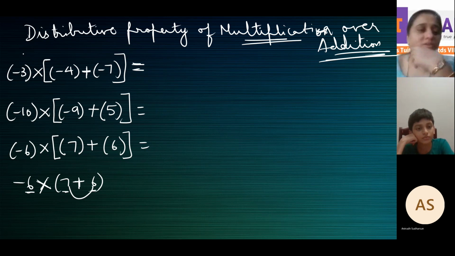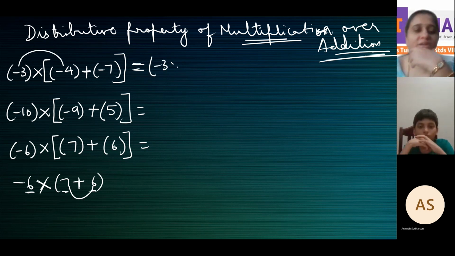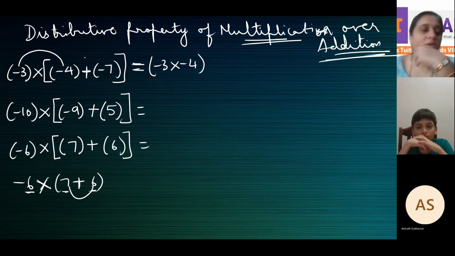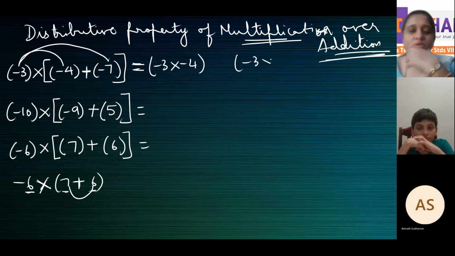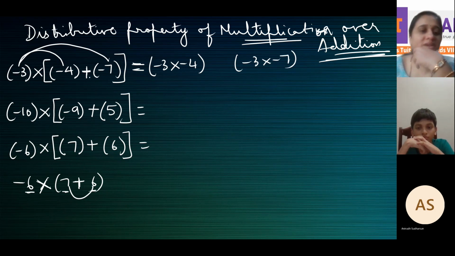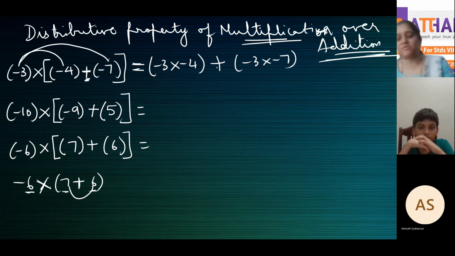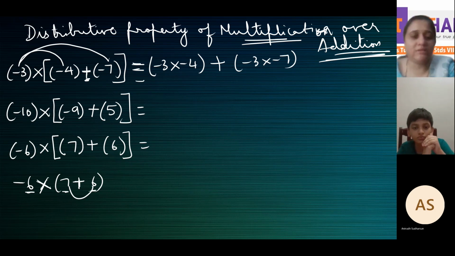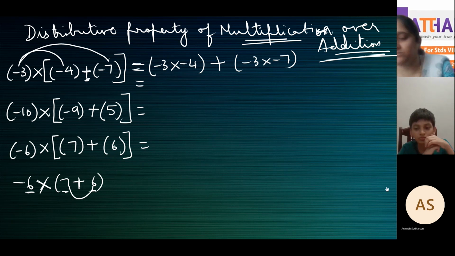Okay, boys. So see here. Multiply these two. So that means minus 3 into minus 4. Multiply these two. That is minus 3 into minus 7. And what is the sign here? Plus. Add the products. So what will you get? Anirudh, are you there?